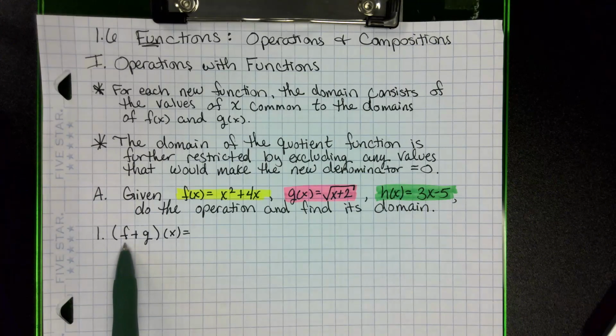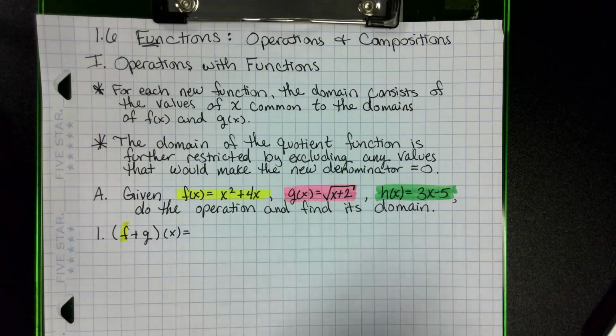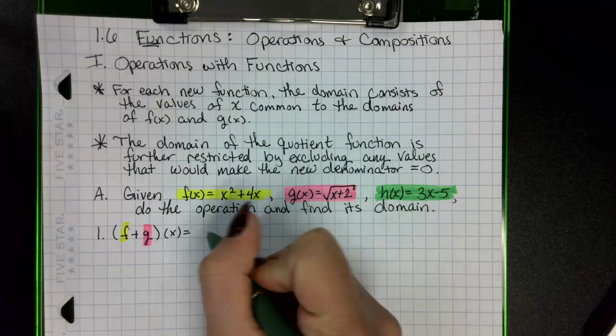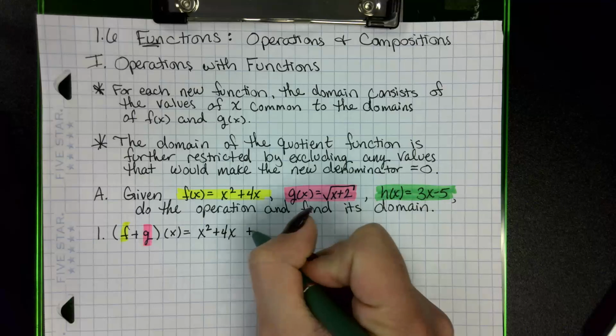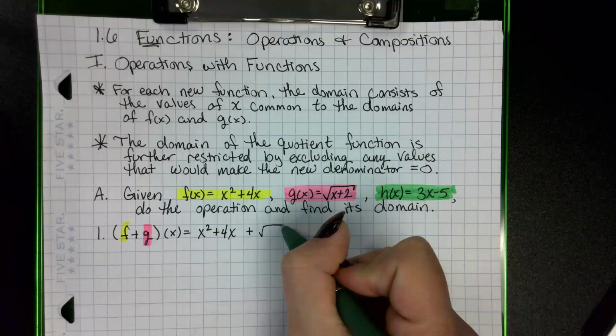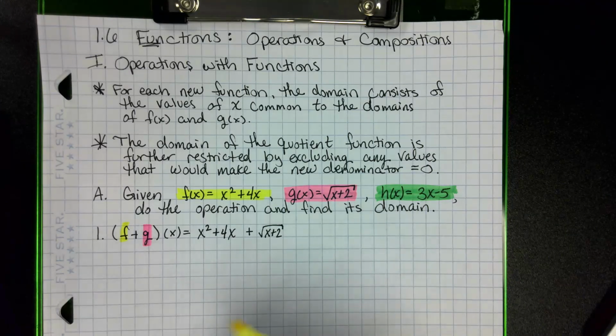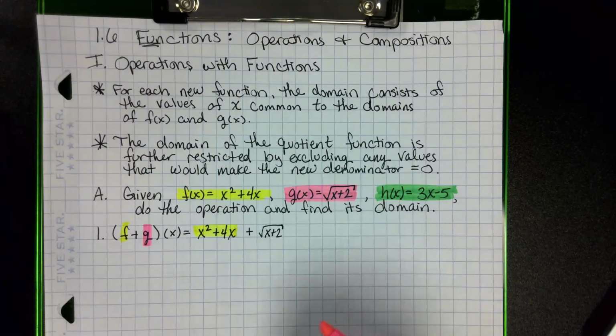So first we're going to do f plus g of x. So we're going to add f and g. So this starts with f. So we're going to write the f function, and then we're going to add the g function to it. So f is x squared plus 4x. And then we're going to add the g function, which is the square root of x plus 2. So we took the first one, and then we added the second one to it.